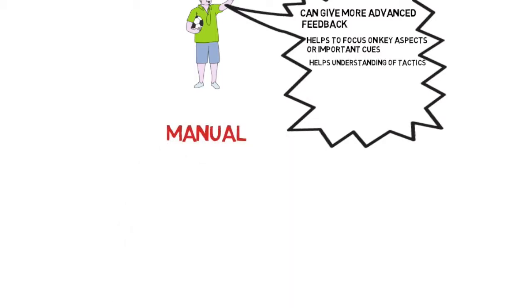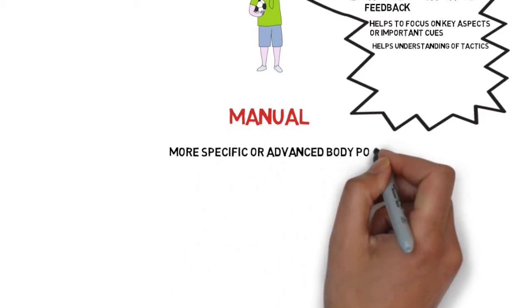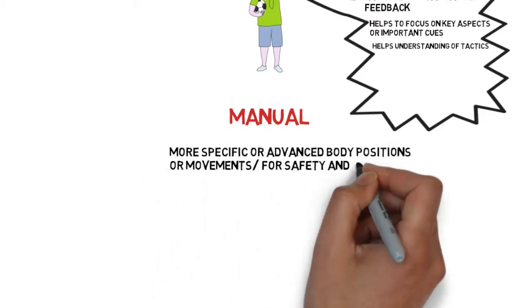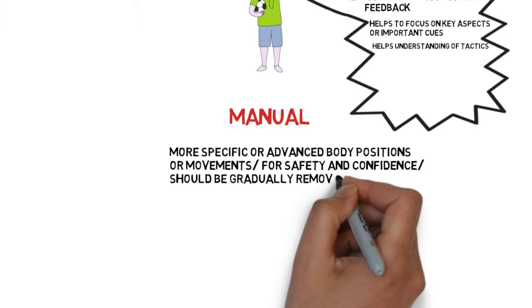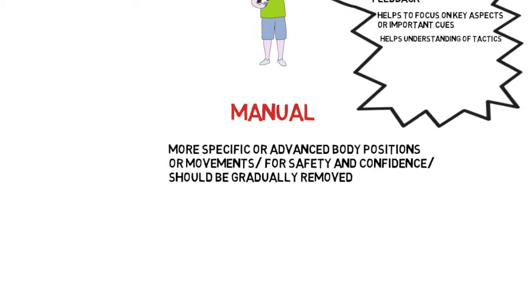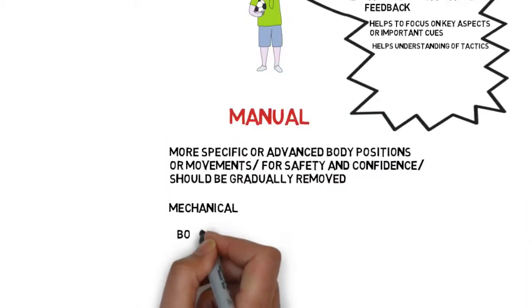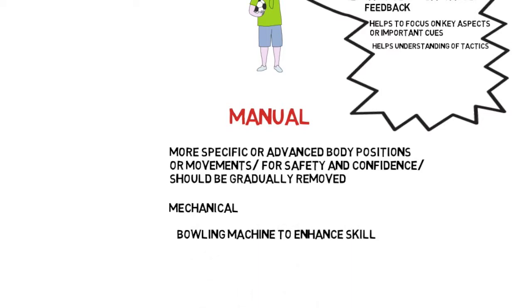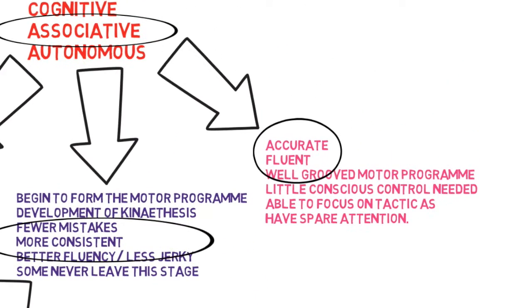Okay, let's move on to manual then. So for manual, again, we're just being more specific and we're looking at advanced body positions. There's also that aspect of safety and confidence, we could also use that, but it must be gradually removed, and that's the same with the mechanical as well as the manual. So for the mechanical, let's think about the bowling machine. We could use that, but it's got to be at a higher level than it was for the cognitive learner.